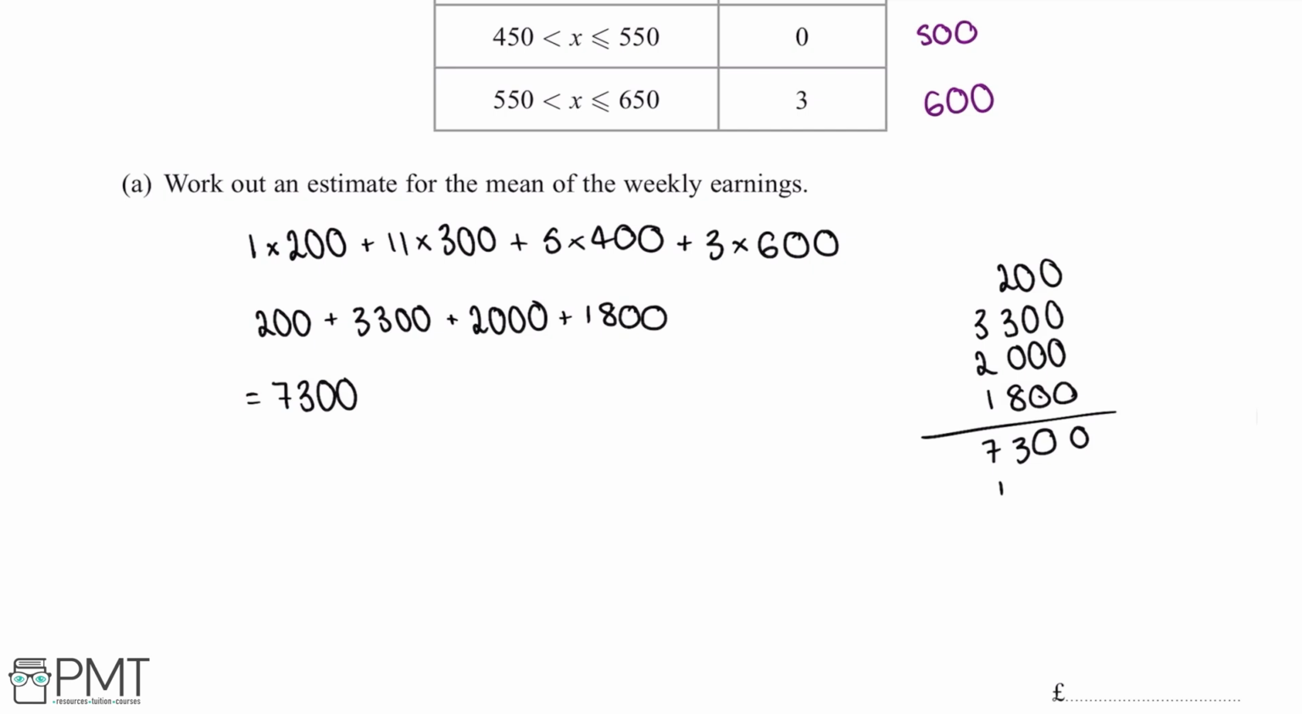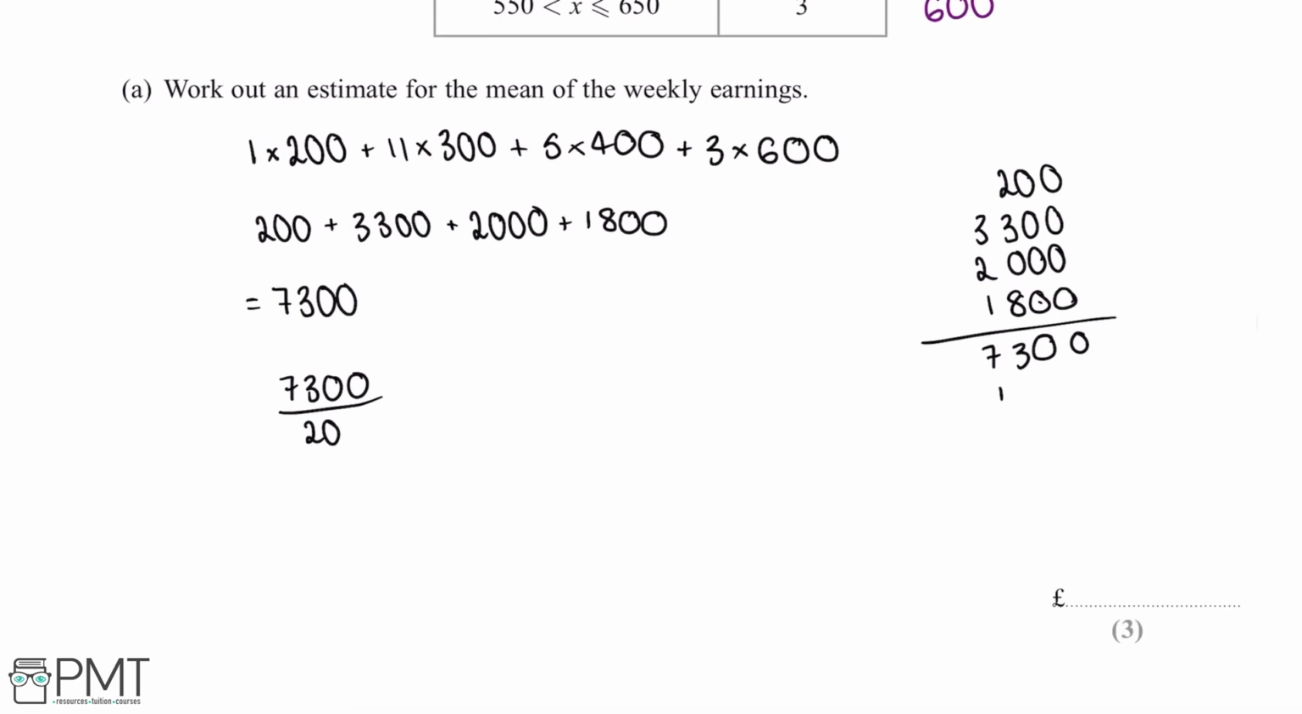So what we need to do to find the mean of these earnings is we need to divide 7,300 by 20. Now again, this might look like quite a difficult sum, but we can cancel out these 2 zeros on both the top and bottom of the fraction, and this leaves us with 730 divided by 2. So what we need to do is half 730. And this gives us a mean weekly earning of £365.